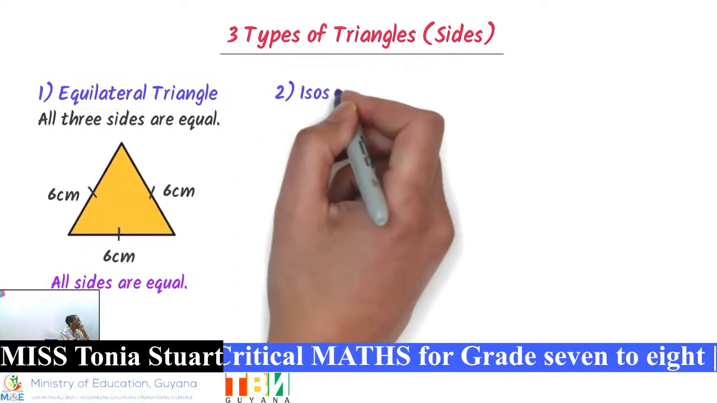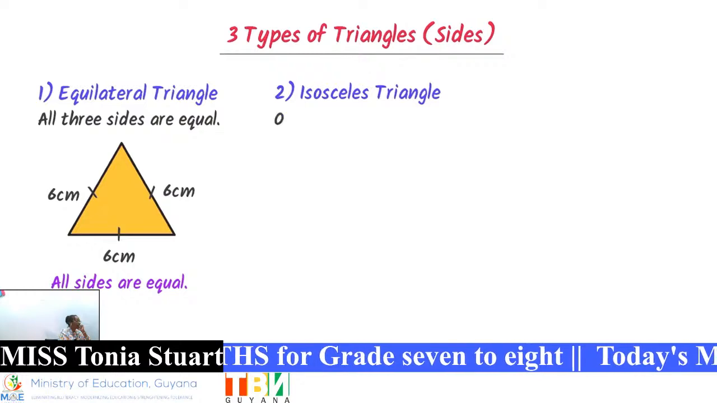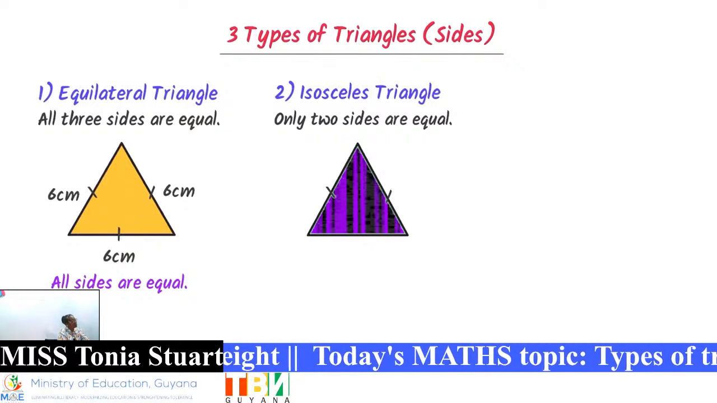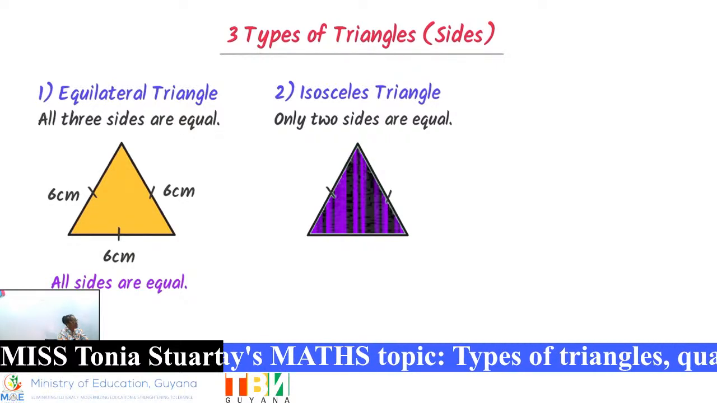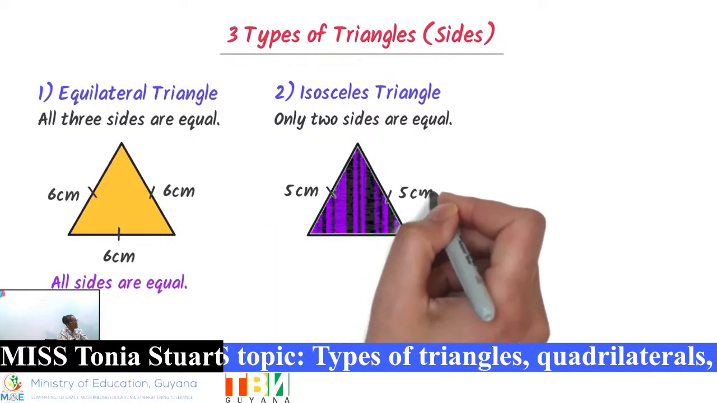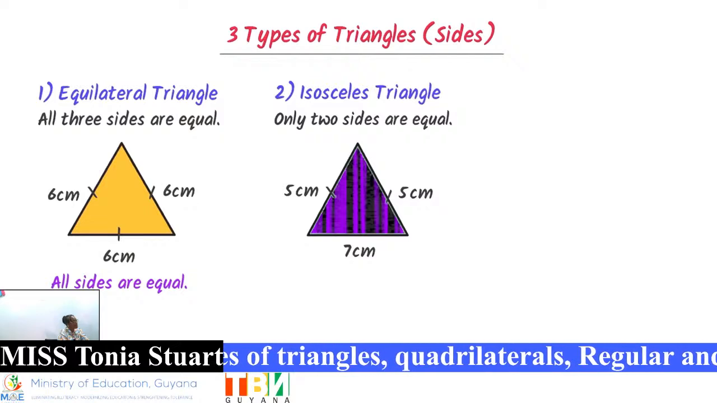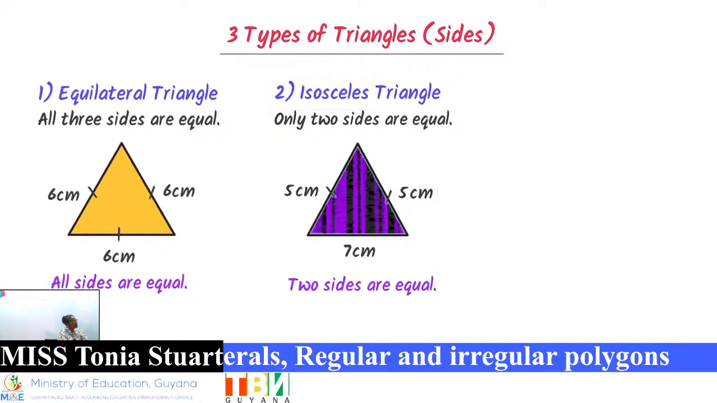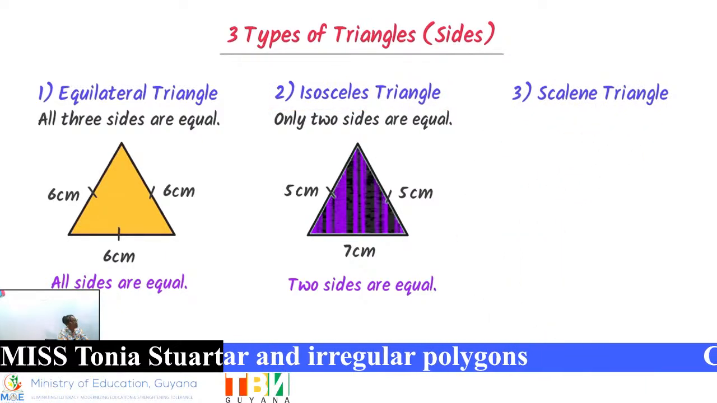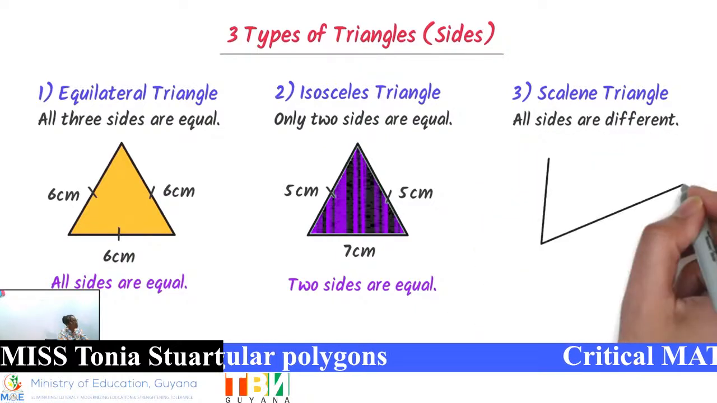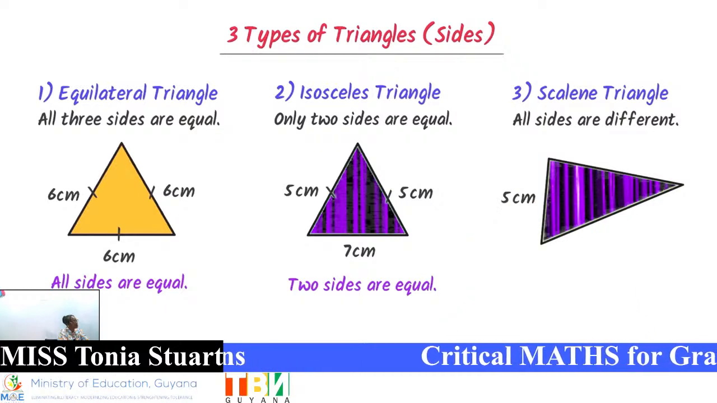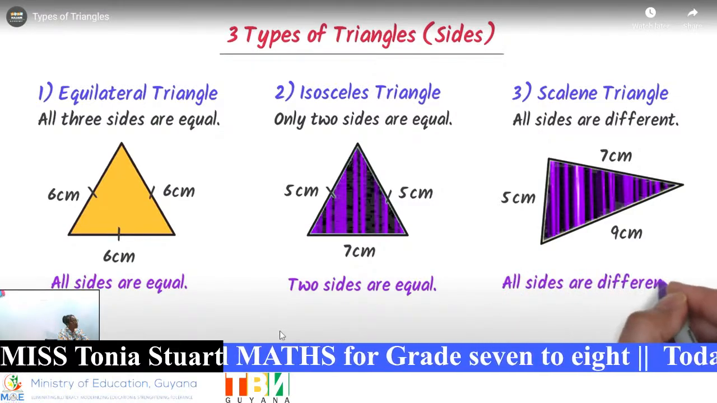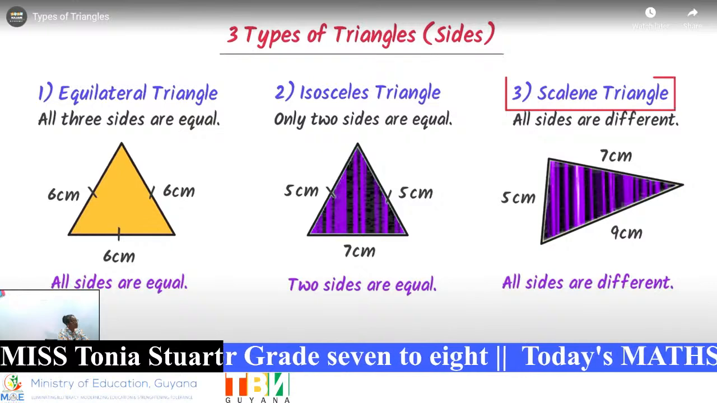The second type of triangles is isosceles triangle. In isosceles triangle, only two sides are equal. That's why we put single dash on two sides and leave the third side. For example, in this triangle, this side is 5 cm, this side is also 5 cm, and this side is 7 cm. Here, only two sides are equal, so we call it isosceles triangle. The third type of triangles is scalene triangle. In scalene triangle, all three sides are different. For example, in this triangle, this side is 5 cm, this side is 7 cm, while this side is 9 cm. Here, all three sides are different, so it is scalene triangle.